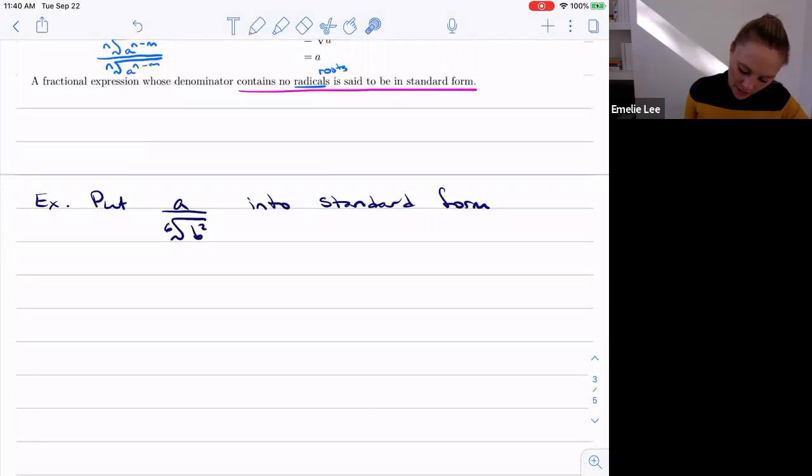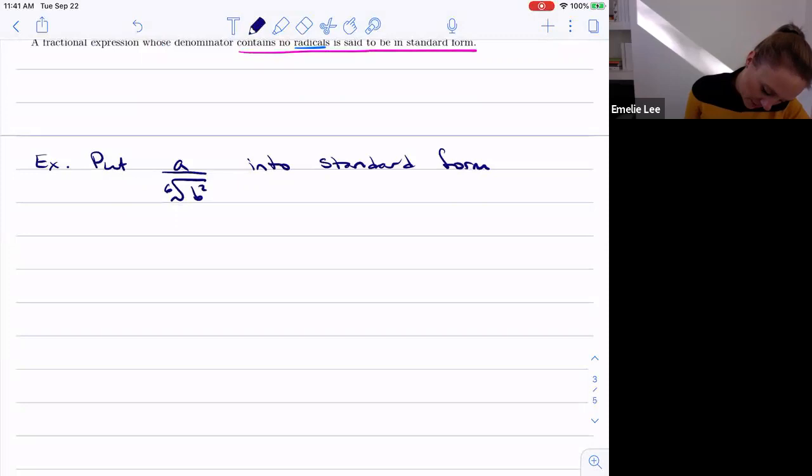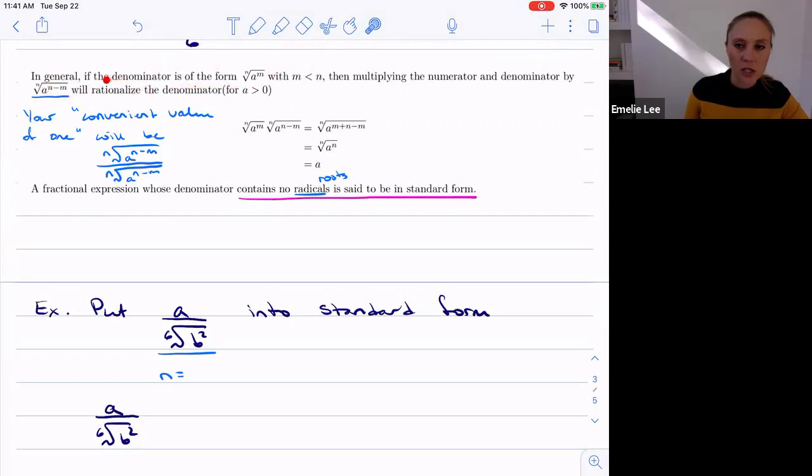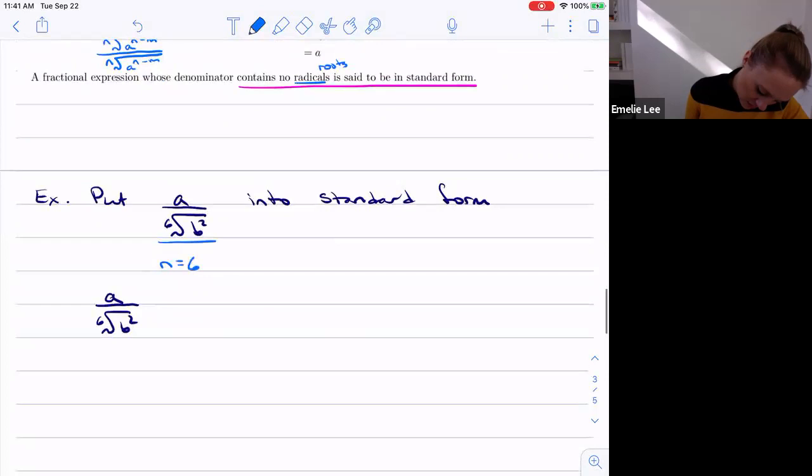So what I'm trying to do is, if I want to put it in standard form, then what I really want is no roots in the denominator. So I say, okay, a over the sixth root of b squared. First thing I'm going to do is highlight, if I'm trying to match it to the description I have above, n would be 6, and m would be 2.